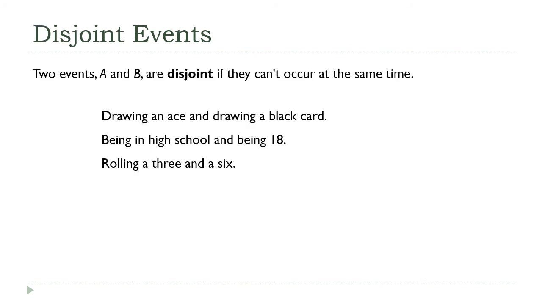So the important difference between those two examples is this idea of what we call events being disjoint. Two events are disjoint if they can't happen at the same time. In other words, one person can't have both properties. So I've got some examples here. Is it possible to draw an ace and draw a black card at the same time?